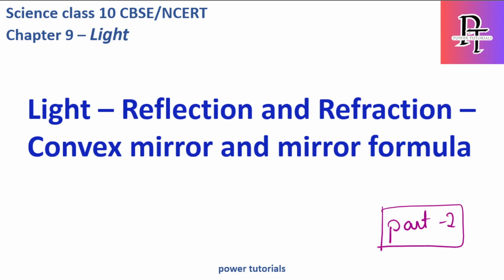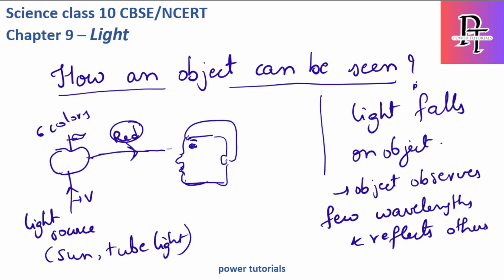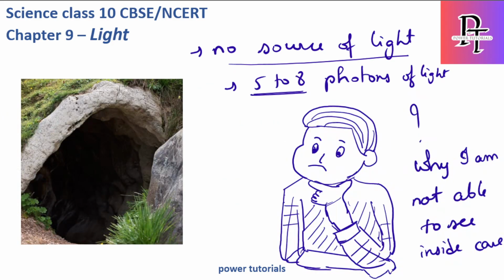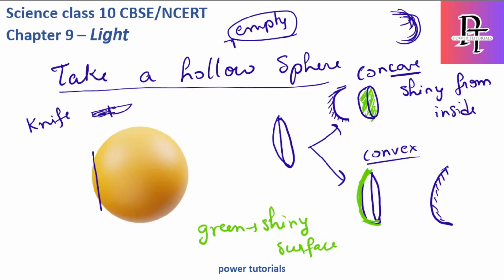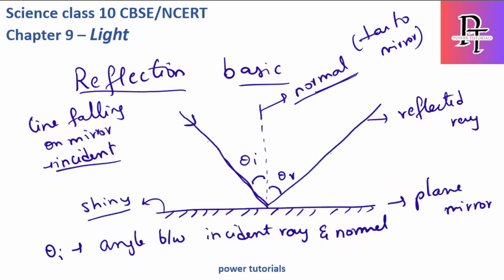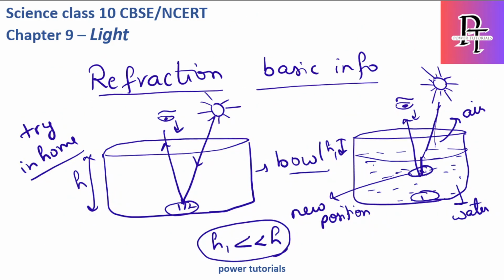Okay, in part 0 I have explained what a mirror is, how the object can be seen by the naked eye, why we cannot see objects in the dark like a cave, that we have covered. I also covered what spherical mirrors are, and in detail I have explained what a hollow sphere is and from where we can create convex as well as concave mirrors. Those we have covered, and then the reflection basics have been covered in part 0.